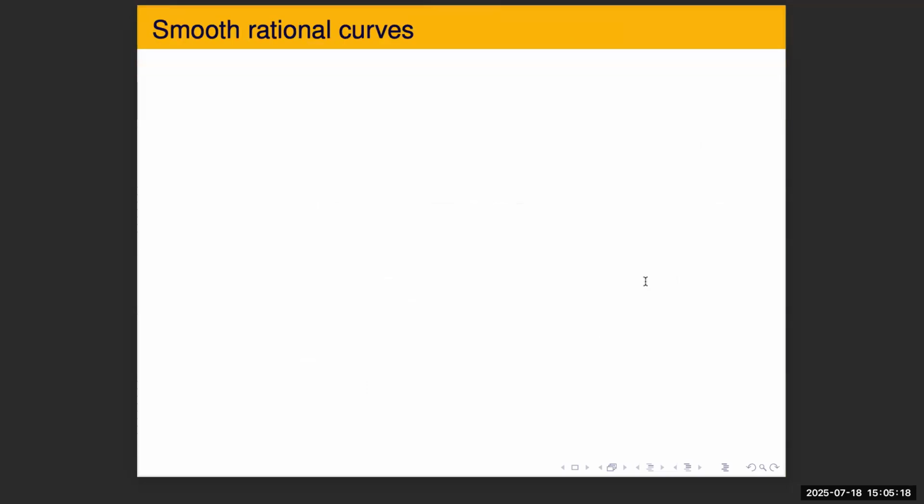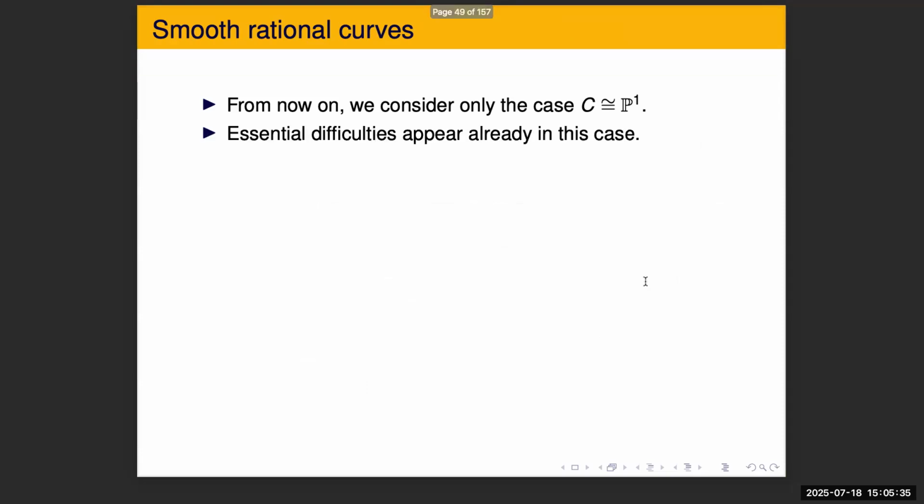But to simplify the discussion, from now on we'll consider only the simplest case of submanifold, P1, so smooth rational curves, because essential difficulties appear already in this case. That's P1 in a complex manifold. The question of the formal principle and the formal principle with convergence is already difficult in this case.